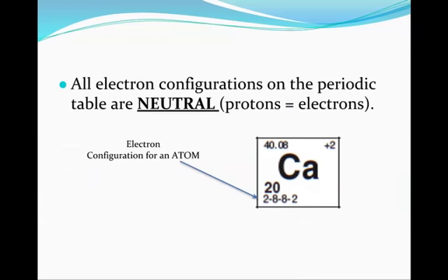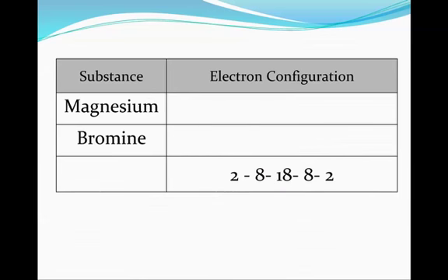All right, all electron configurations on the periodic table are neutral. So if you look on your periodic table, the configuration given to you is neutral. And then when we deal with our next lesson, we'll also find out about how it's also in the ground state. So here's an example of just identifying electron configurations just by looking at your periodic table.